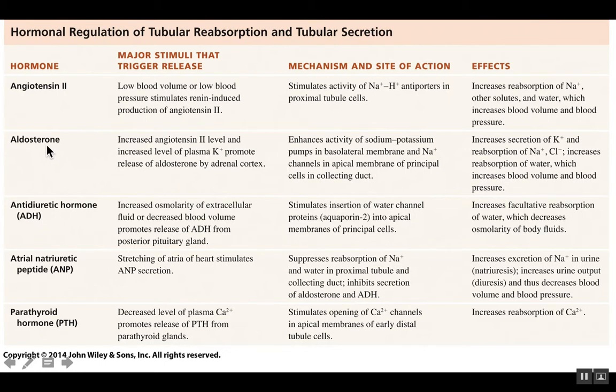Aldosterone is related to angiotensin 2 in that they're both usually produced together. Aldosterone is going to also reabsorb sodium, chloride, and therefore water. What makes it a little different is that it is not a vasoconstrictor, so it doesn't affect GFR, but it does secrete potassium. So aldosterone will be produced if you have high potassium in an effort to help get rid of some of that potassium.